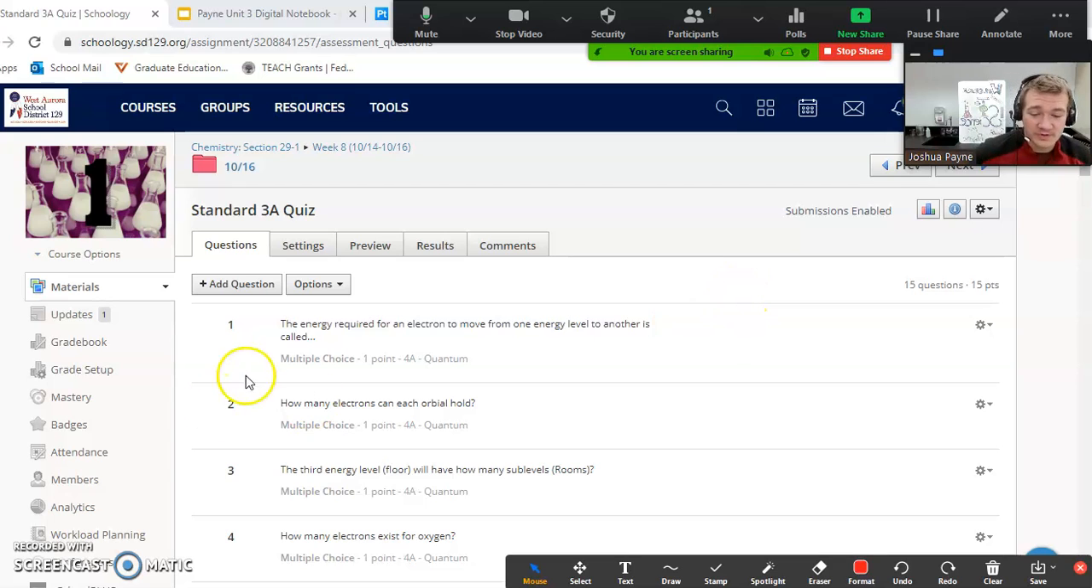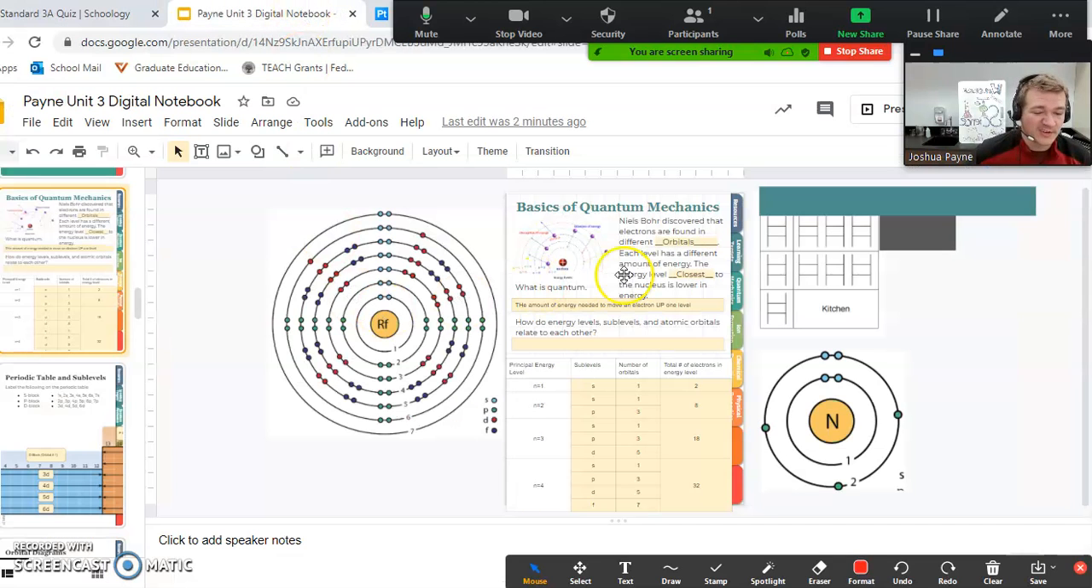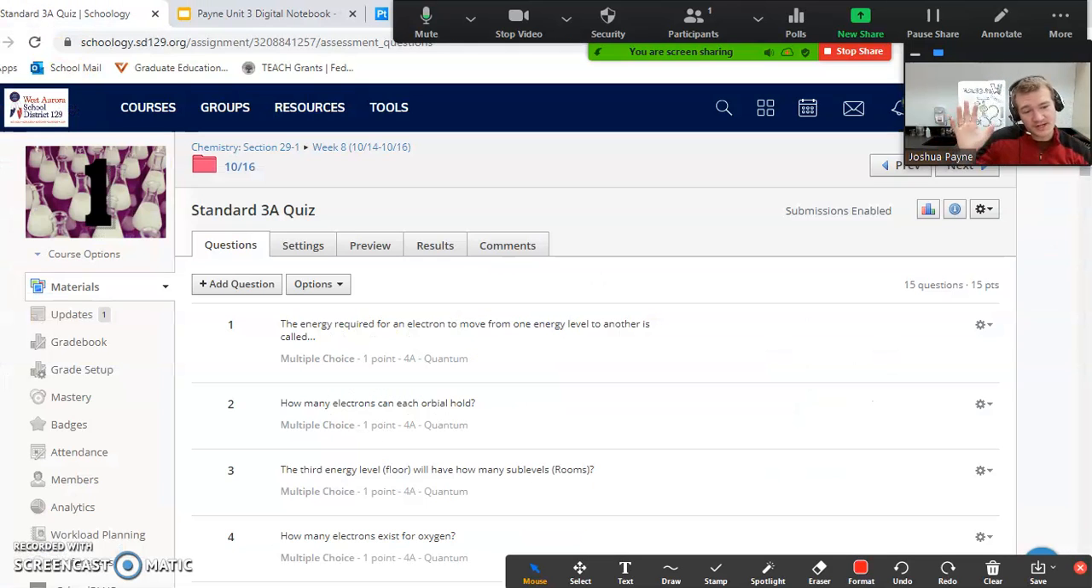So, our first question is, the energy required for an electron to move from one energy level to another is called, right? What is that called? And that's something we covered in our digital notebook. What is a quantum? It's the amount of energy needed to move an electron up one level in energy, to move an electron from ring number 1, that first energy level, up to ring number 2. That is a quantum, how much energy we need to put in. That's called a quantum.